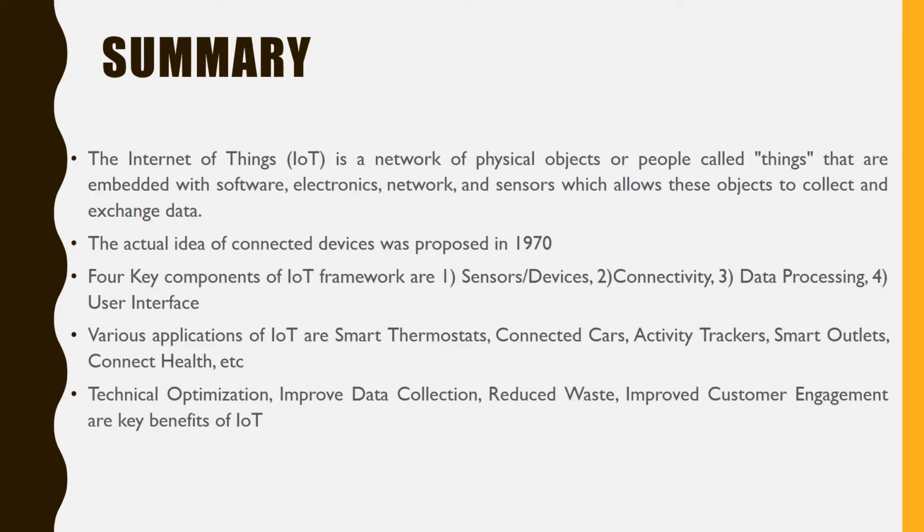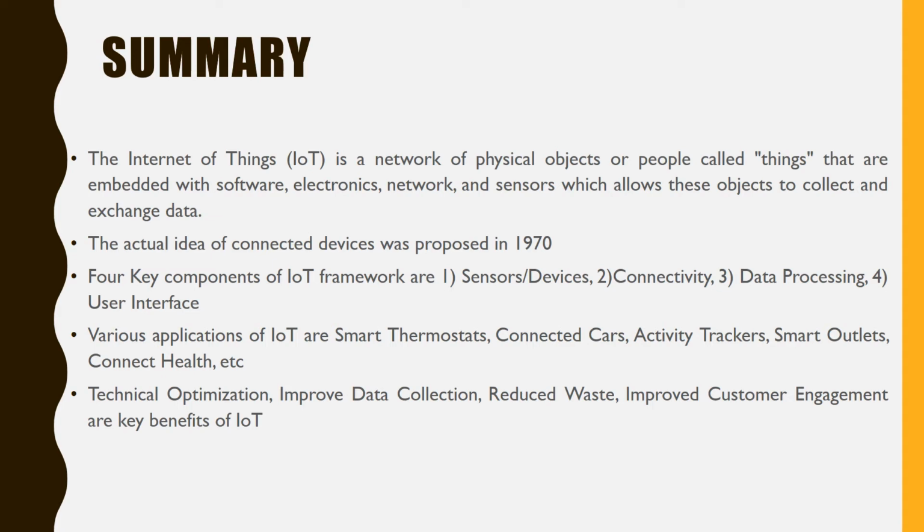Now the summary of the IoT technology. The Internet of Things is a network of physical objects or people called things that are embedded with software, electronics, network, and sensors, which allow these objects to collect and exchange data. So the Internet of Things is a network of all the objects called things, which can be connected with each other with the help of IoT technologies. The actual idea of connected devices was proposed in 1970, as we have studied in the history of IoT.